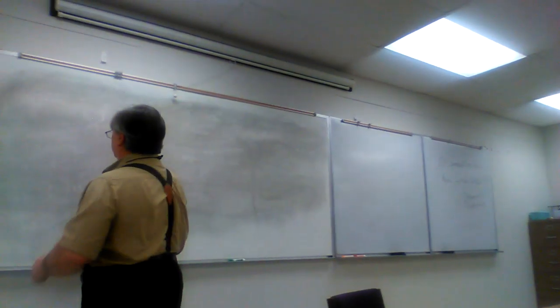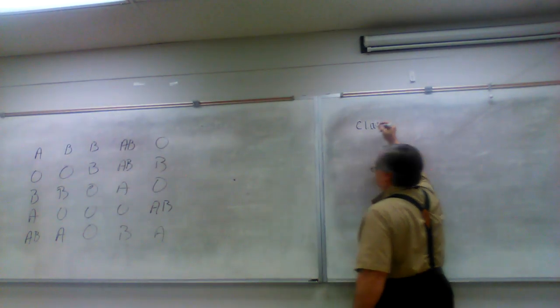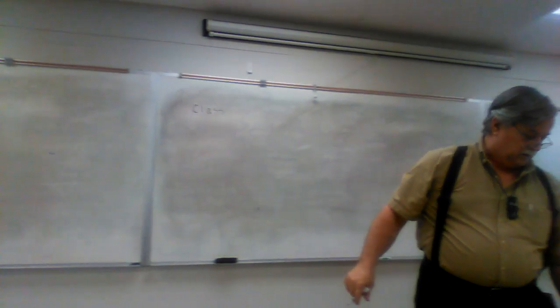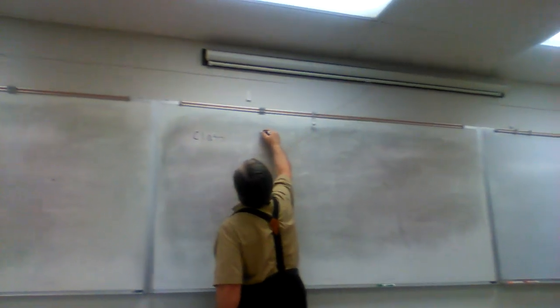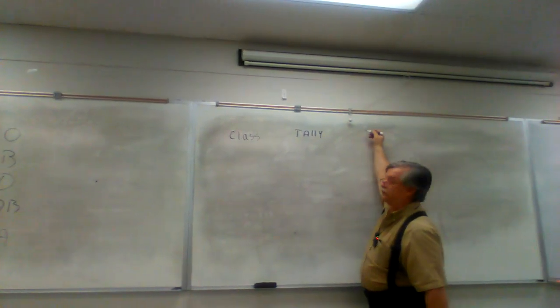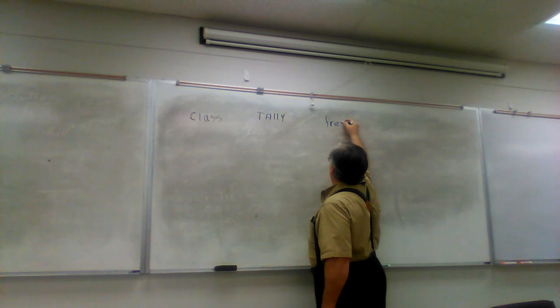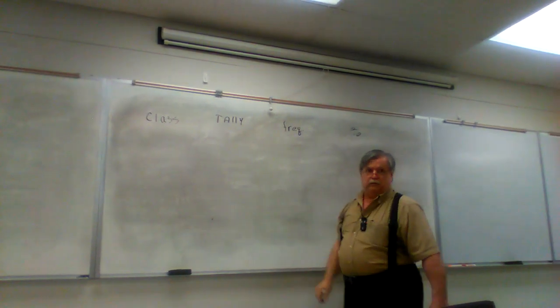So the next thing we have to do is set up a frequency distribution table. First of all, we need classes. Then we need tallies. Frequencies. And we'll round it out with percentages.